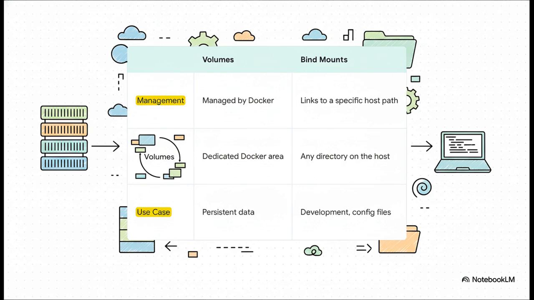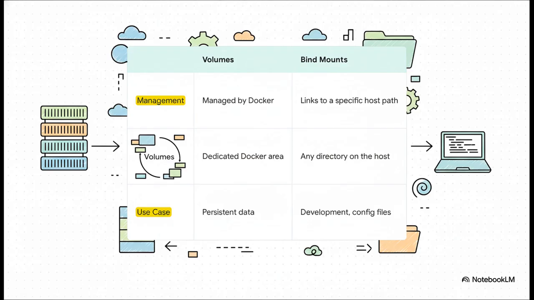A bind mount is different. It's more like a direct pipeline. You're telling Docker, hey, see this specific folder on my computer? I want you to mount it directly inside the container. This is amazing for development because you can change your code on your machine and poof, the changes are live inside the container instantly.